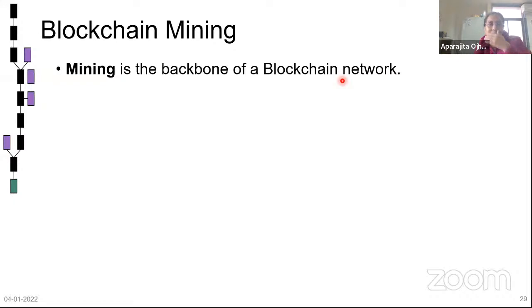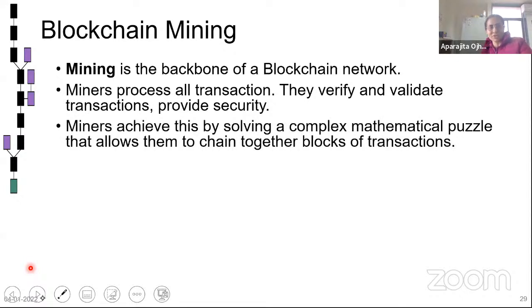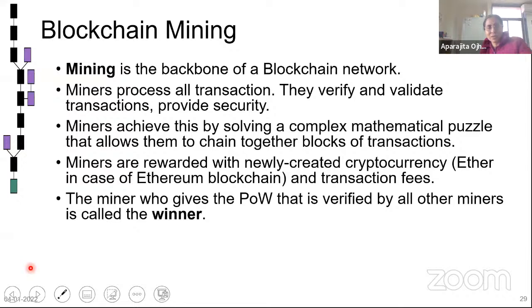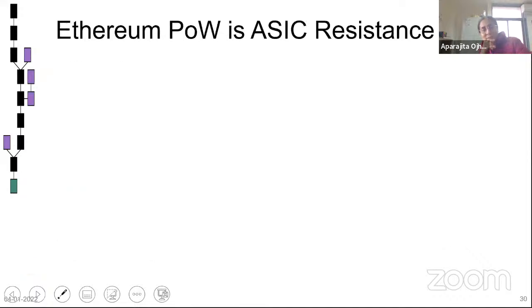So it is halted. Mining is the backbone of the blockchain network, and miners process all transactions. They verify and validate transactions and provide security. Miners achieve this by solving a complex mathematical puzzle that I told you about. The miner who gives the proof of work, like solving a quadratic equation, is verified by other miners. By putting the value into the quadratic equation, other validators verify whether it is correct or not. The collective computing power of participants secures the entire network, right?